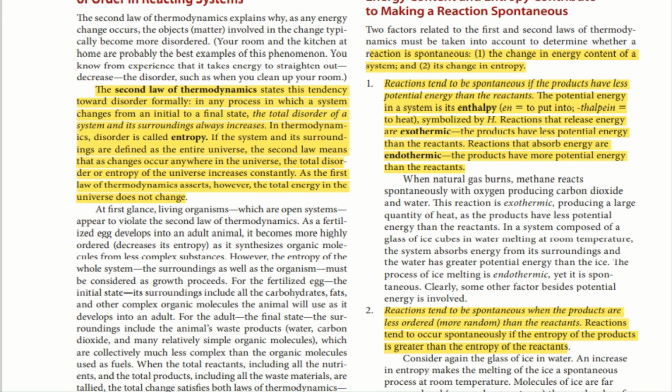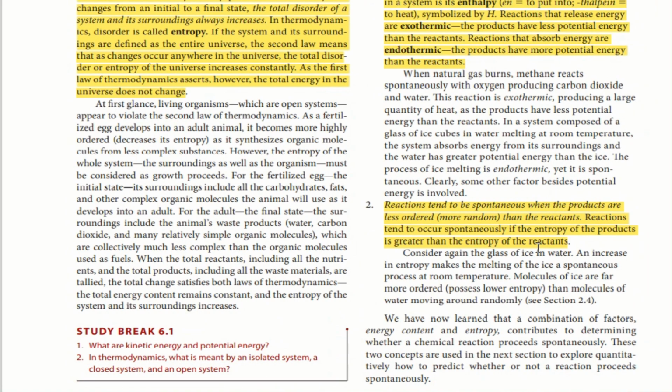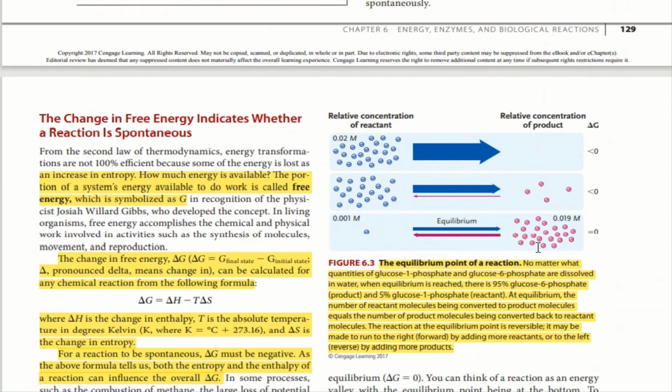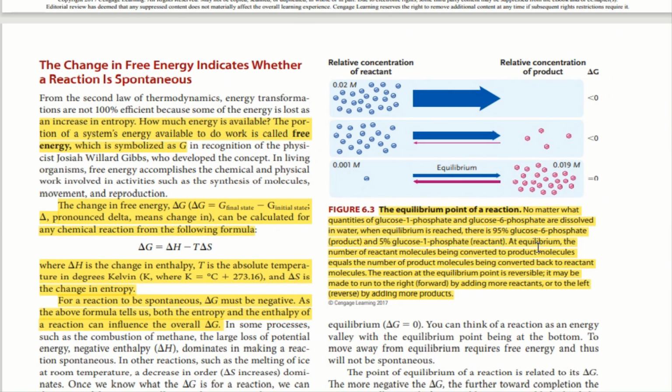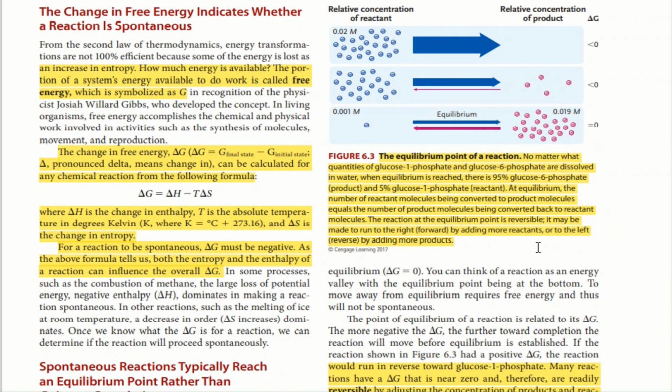The second factor is that a reaction tends to be spontaneous when the products are less ordered or more random than the reactants. Reactions tend to occur spontaneously if the entropy of the products is greater than the entropy of the reactants. Change in free energy indicates whether a reaction is spontaneous. The portion of a system's energy available to do work is called free energy, which is symbolized by G.